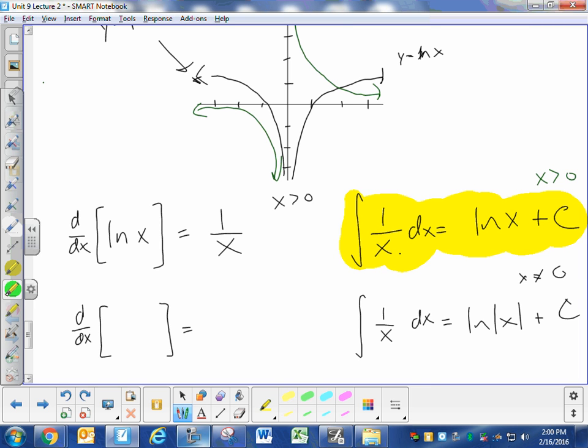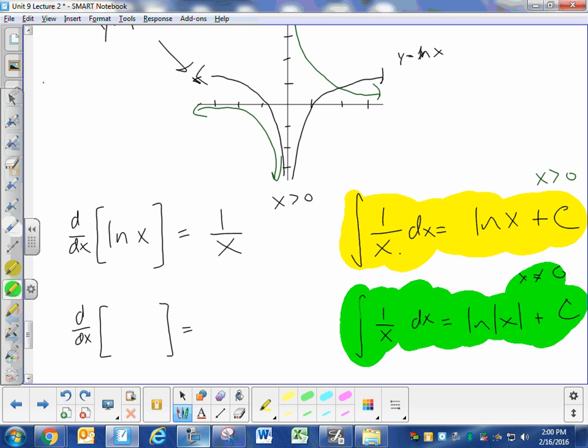Okay, both of these you kind of have to be aware of. You are always safe to put an absolute value. Always, always, always. That'll always work. But if a question defines the x's as being greater than 0, you don't need the absolute value, because you know you'll be able to take the log of all those values. And that kind of leads me to the derivative of log of absolute x.